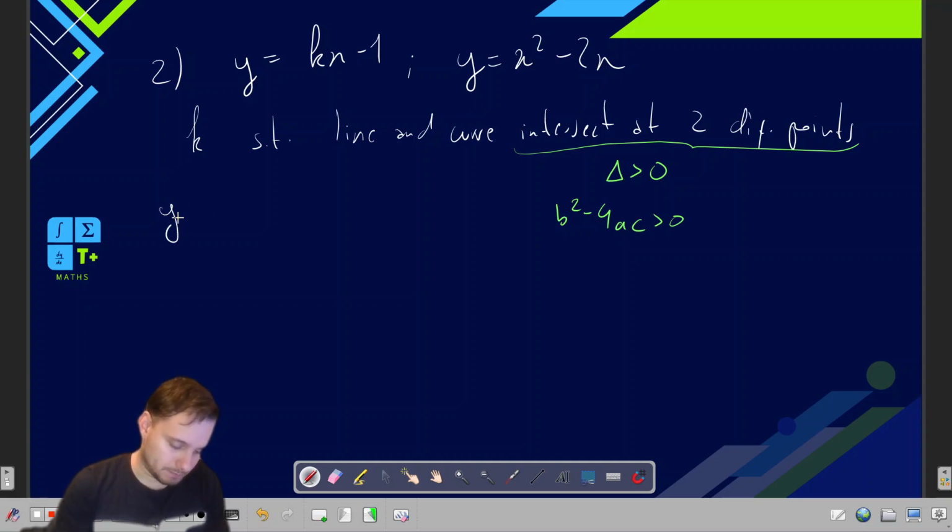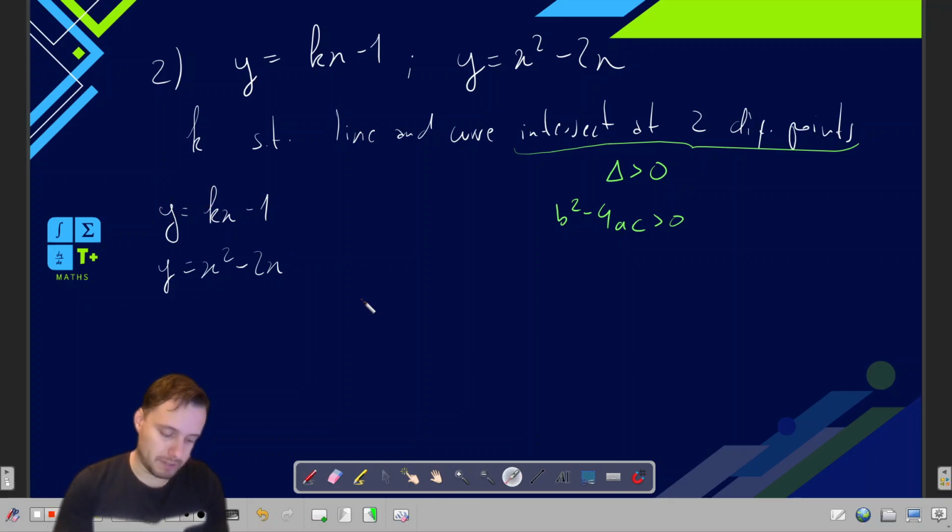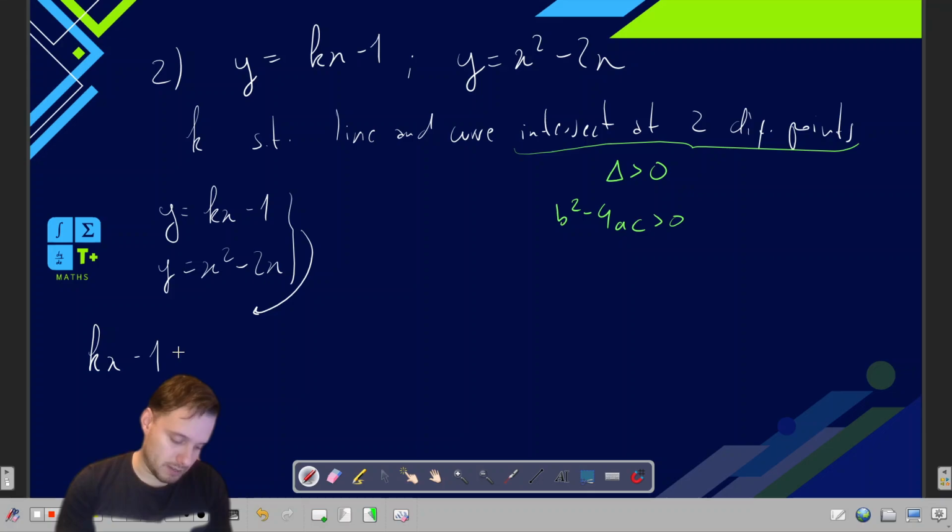Well, we have y equal to kx minus 1, and y equal to x squared minus 2x. What I'm actually solving is a pair of simultaneous equations. And this value for y must be this very same value for y. So if these two are equal, then these two are also equal. So from here, I can say kx minus 1 has to be equal to x squared minus 2x.